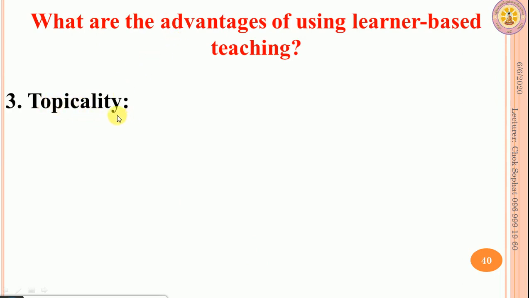Number 3, topicality. Topicality is so important for learner-based teaching. The learners themselves enjoy the topic they are learning, so they can choose a topic, or sometimes we can select a topic that meets the students' needs, especially an interesting topic. For example, now it is the COVID-19 period, so we can choose the topic about COVID-19 and ask them to analyze it. We can ask the students to share ideas about the topic. So this will interest the students' learning.